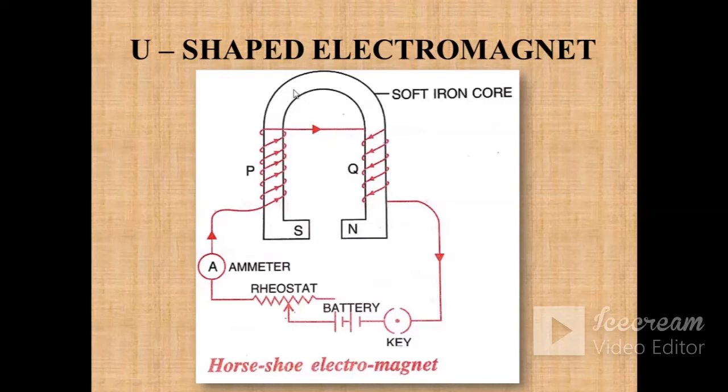So due to this, it becomes an electromagnet. We have discussed two types of electromagnet. First was the bar shaped and next was the U shaped electromagnet. So always, if you want to make the U shaped electromagnet, winding in the two arms should be done in the opposite direction. Okay, so that you will get the poles north and south.